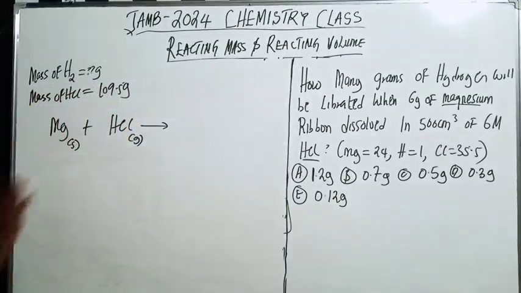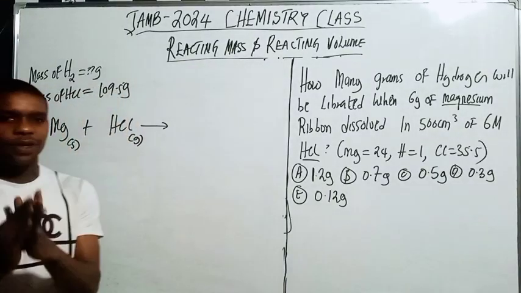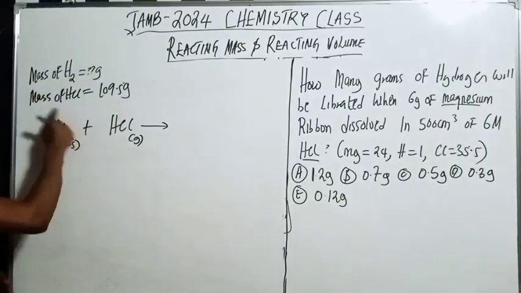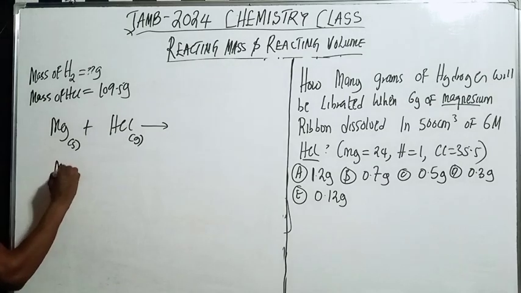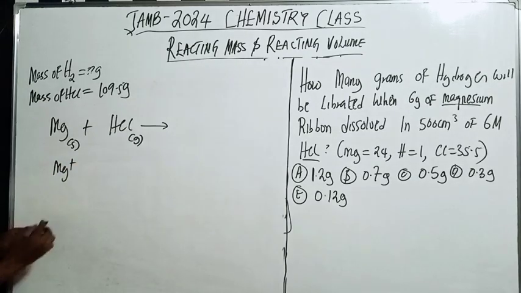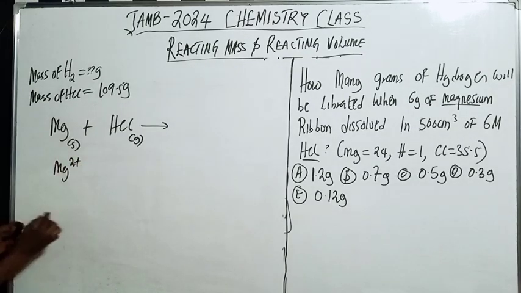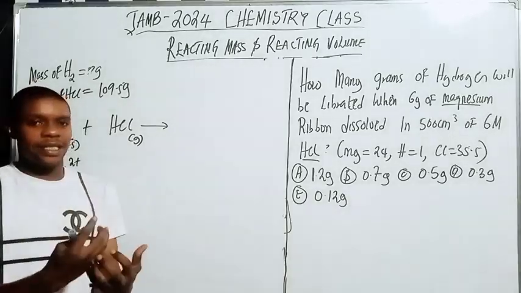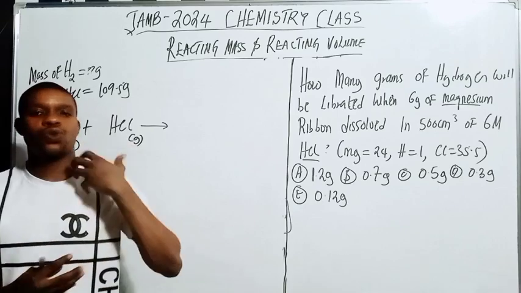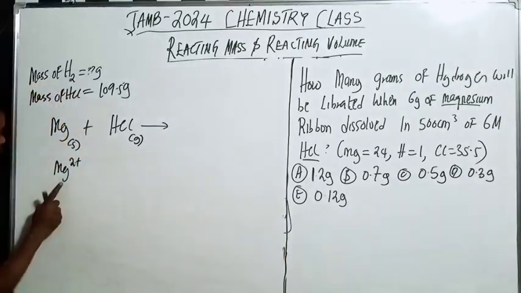Okay, so how do we do that here? You have to get the oxidation state. Now, what is the oxidation state of magnesium? It is Mg2+, yes. So that is magnesium. Whenever magnesium is reacting with anything here, it always loses 2 electrons. Do you understand? So here we have Mg2+.